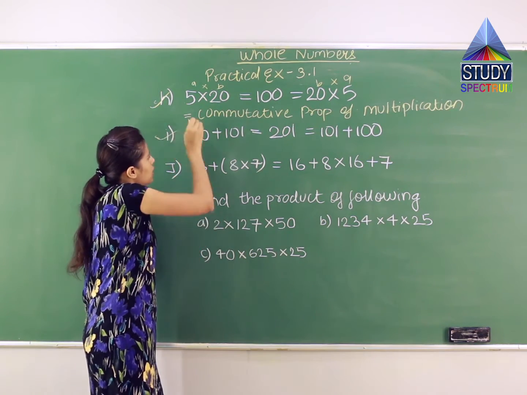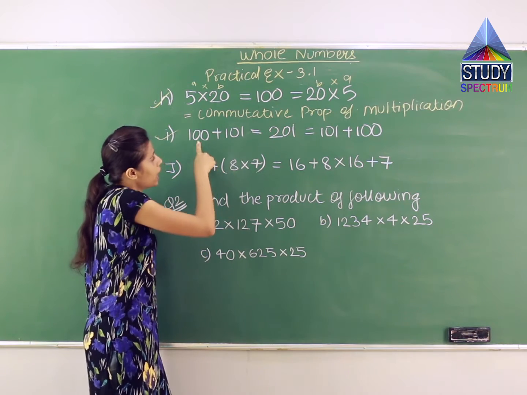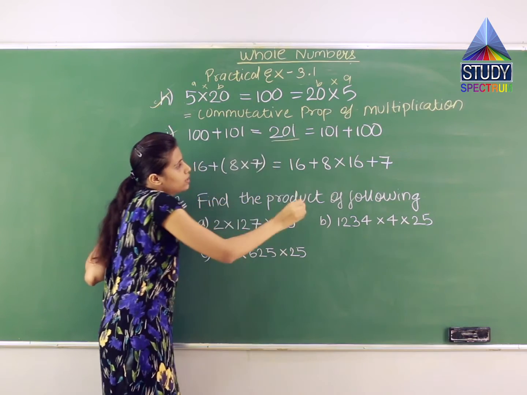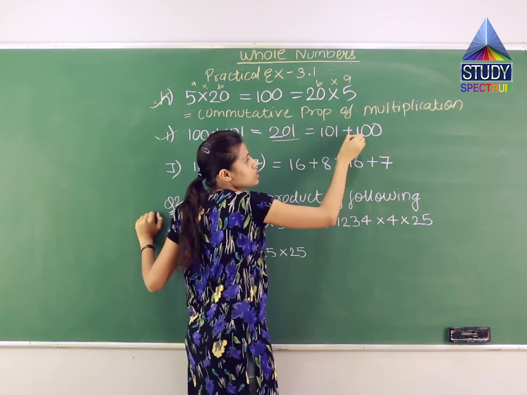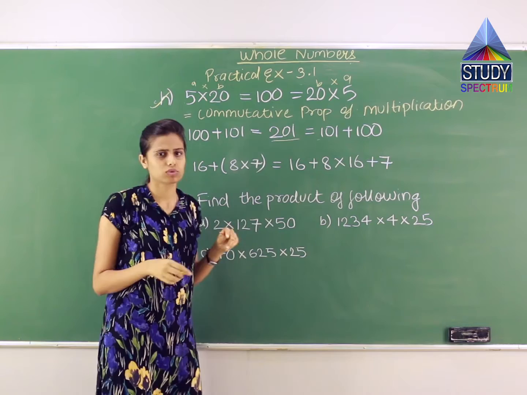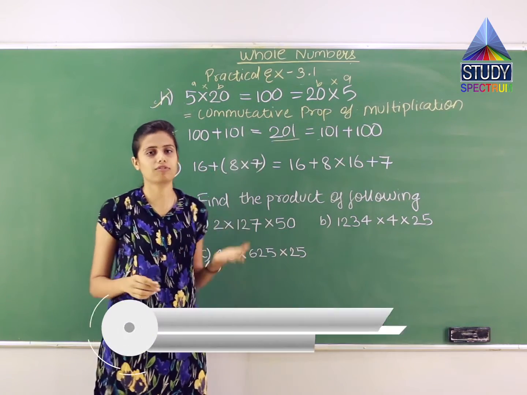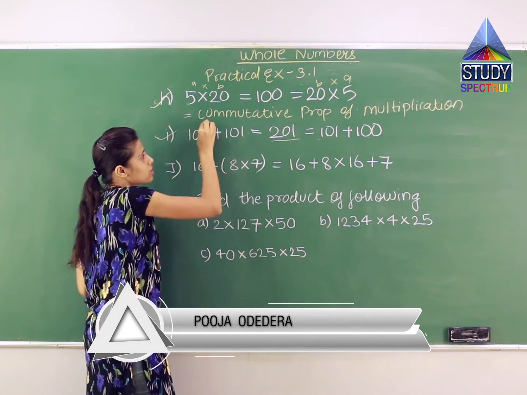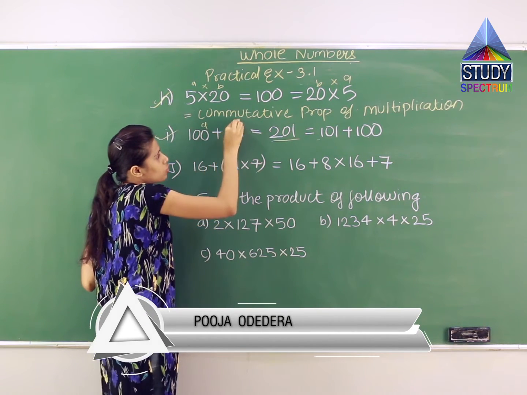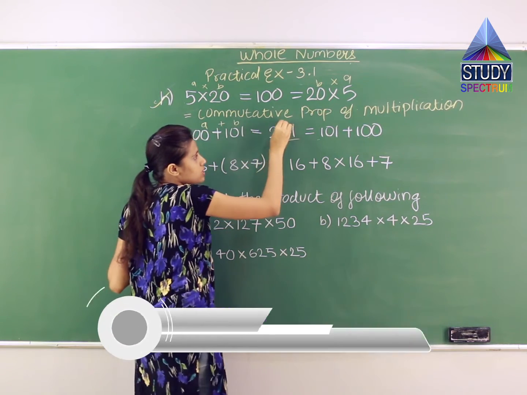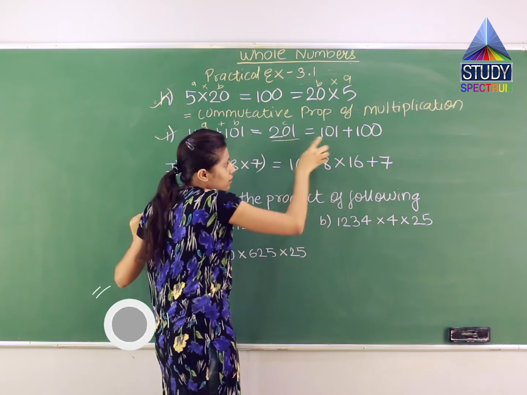Now the next question. In this question, they are saying that 100 plus 101 is equal to 201 and also equal to 101 plus 100. Something looks the same in both. Let us write this property also in the form of alphabets. I'll say 100 is equal to A, 101 is equal to B, and a plus sign in between them. So A plus B is equal to C. Suppose this is C.